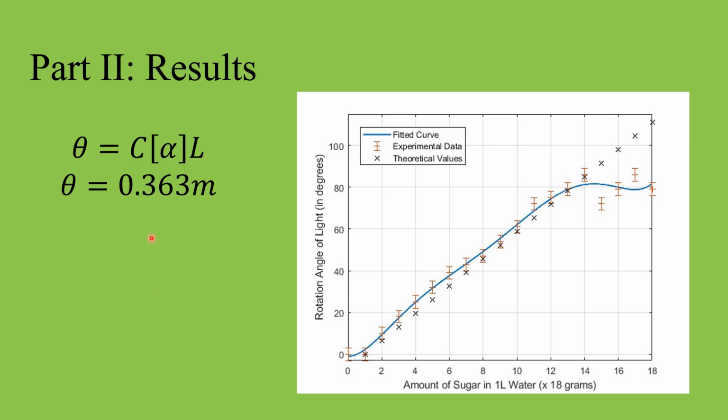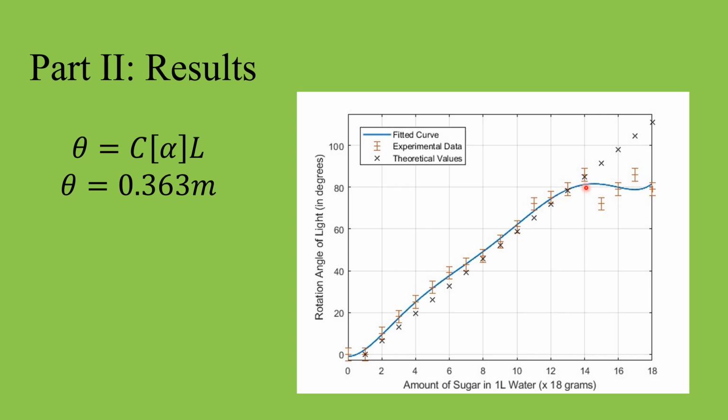Here are the results. So we have this equation as I mentioned earlier. When we put in the constant values we have for this case, we get this theoretical relation between the rotation angle and the mass of the sugar in the water. As you can see, this is a linear dependence, and our experimental data actually matches quite well with the theoretical values up to a certain point, and after this there is a difference between them.